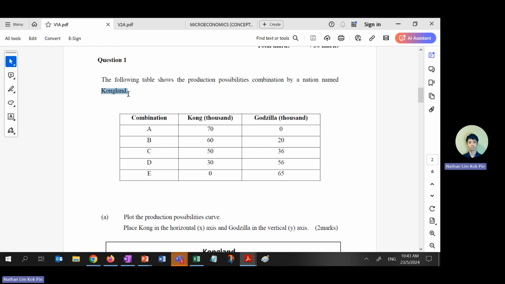Unless I never give you the country name, I told you already, then you can write whatever country you like, but you still have to provide a country name. If I already gave you the country name and you did not provide, then it will be mark deduction, right?